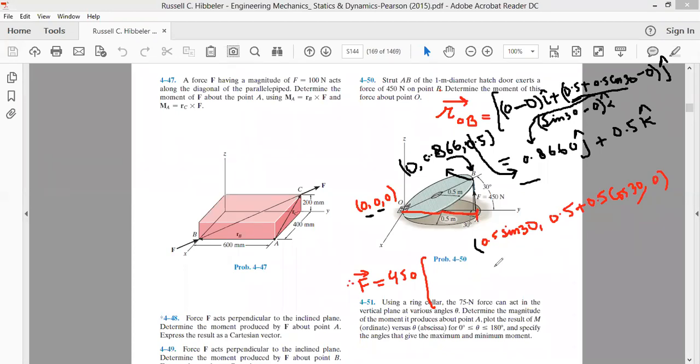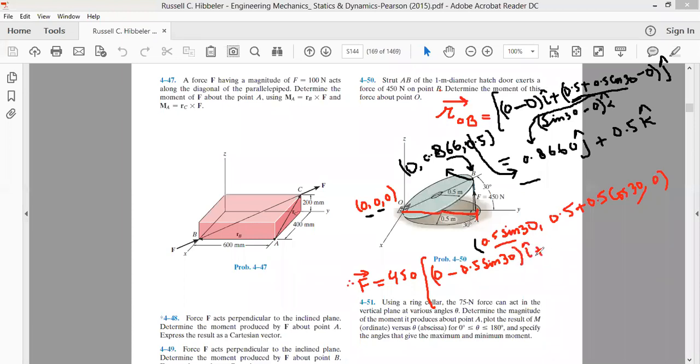That is, we write it as the X coordinate of point B is 0. So we'll write it as 0 minus the X coordinate of point A. X coordinate of point A is 0.5 sine 30. So we'll write this as 0.5 sine 30. Okay, and this is along which axis? This is along x-axis. So we'll write this as I cap.